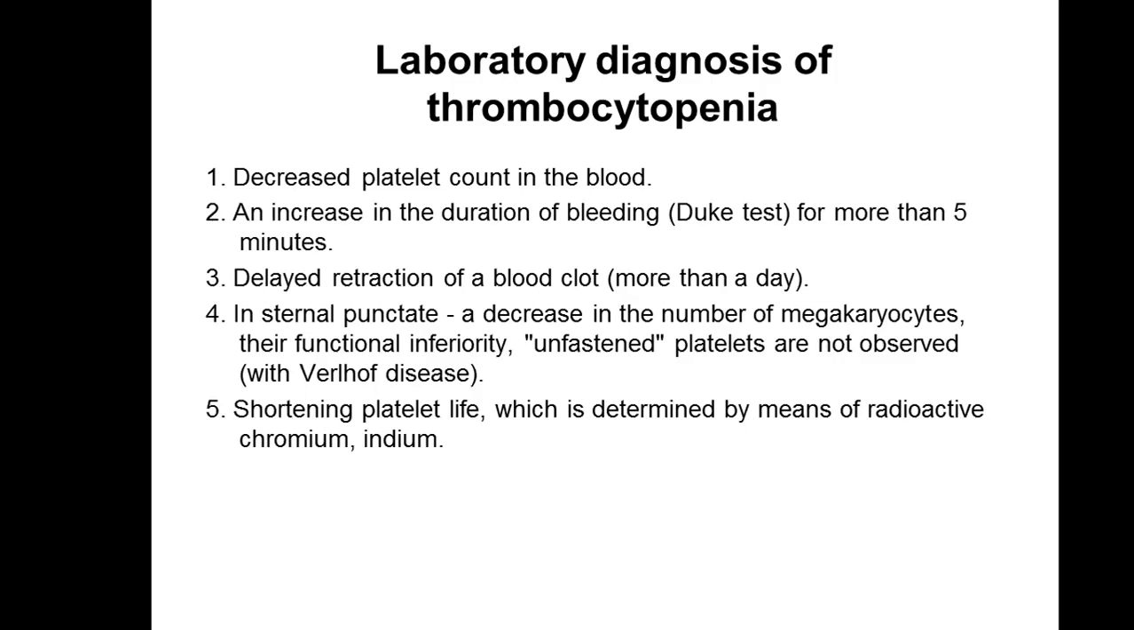How we diagnose? We diagnose by checking of blood count in blood analysis. In blood there will be decreased platelet count and increased duration of bleeding. For example, Duke test gives us more than 5 minutes duration of bleeding, delayed retraction of blood clot more than a day, and in sternal puncture you see decrease in number of megakaryocytes, their functional inferiority, fastened platelets are not observed, and shortening platelet life. This is determined by means of radioactive chromium or indium.